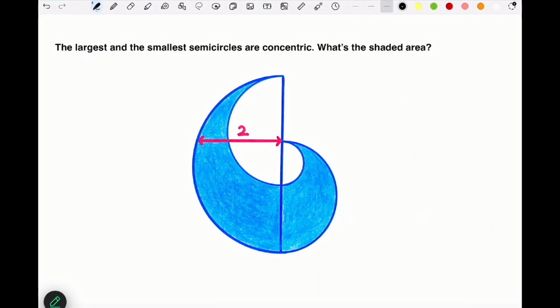Hello everyone, let's solve this interesting question for today. If anyone is interested to solve this question, just pause this video, try to solve the question and comment down the answer.